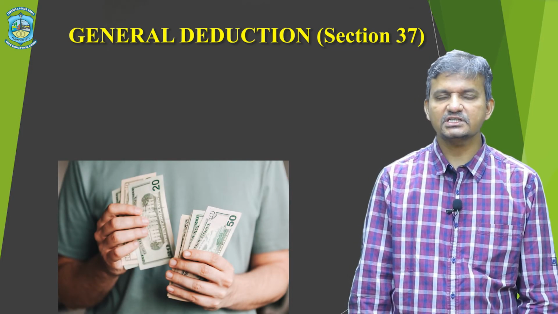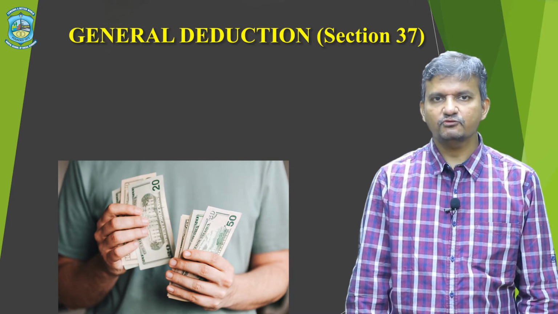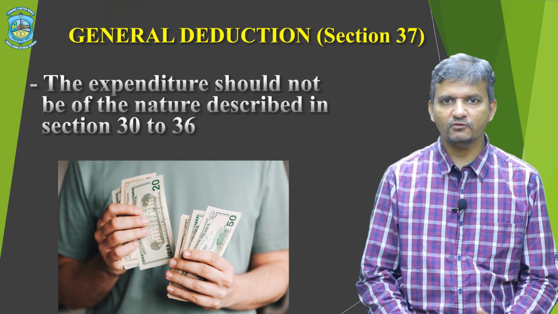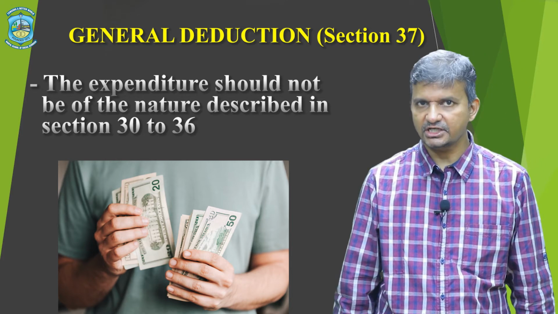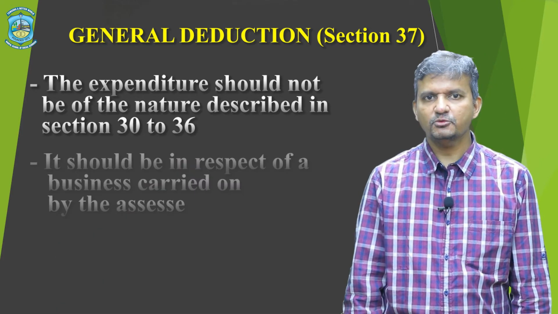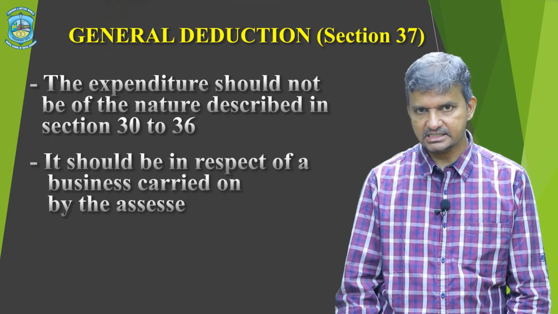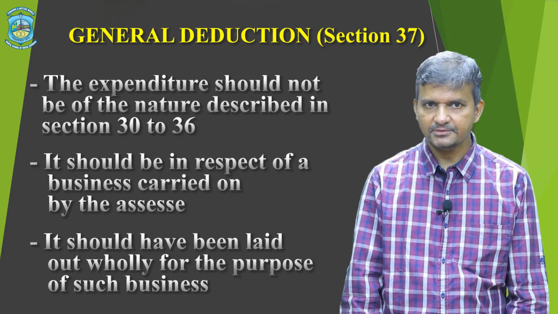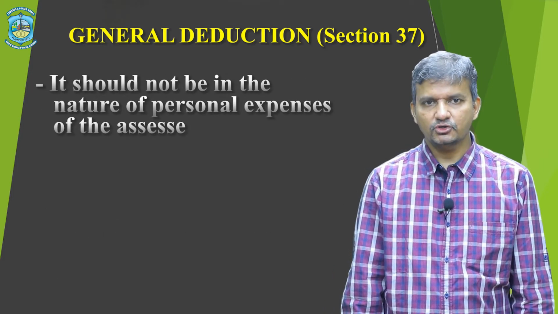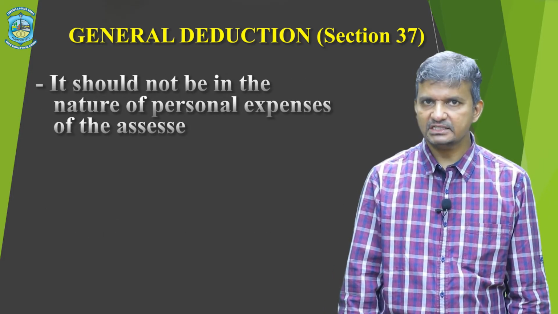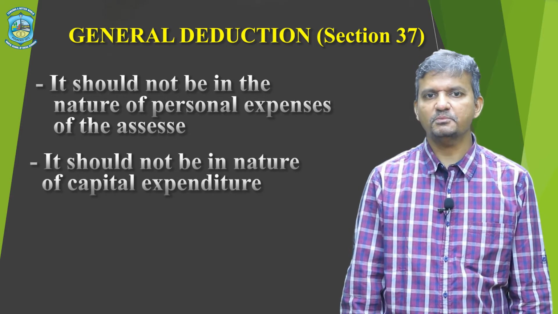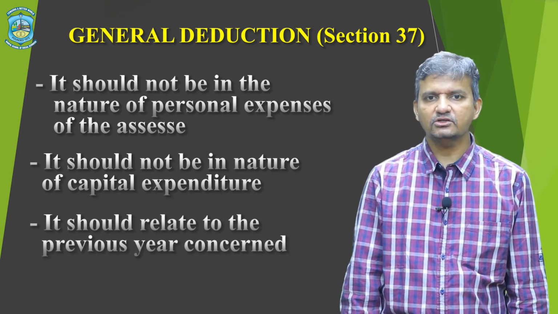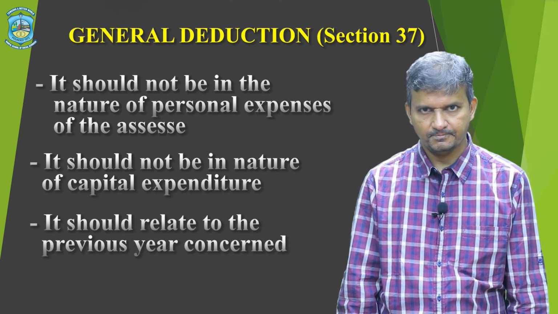In this case, for an expenditure to fall under section 37, the first point is the expenditure should not be of the nature as described in sections 30 to 36. Then it should be in respect of a business carried on by the SAC. It should have been laid out wholly for the purpose of such business. Next, it should not be in the nature of personal expense of the SAC. Next, it should not be in the nature of capital expenditure. And the last one, it should relate to the previous year concerned.